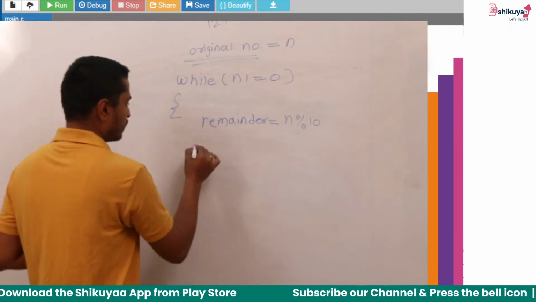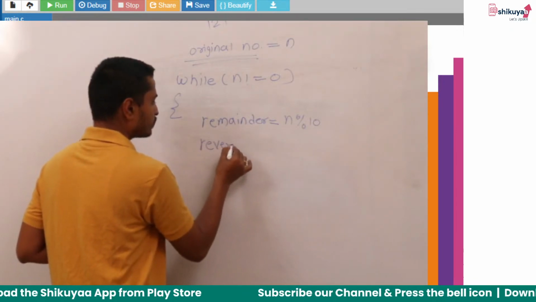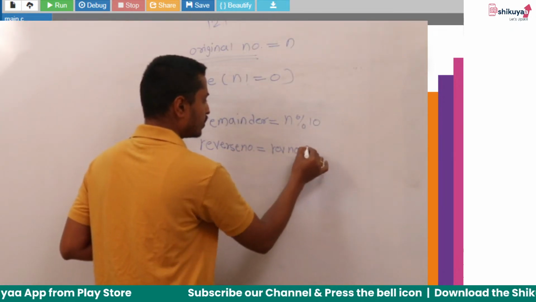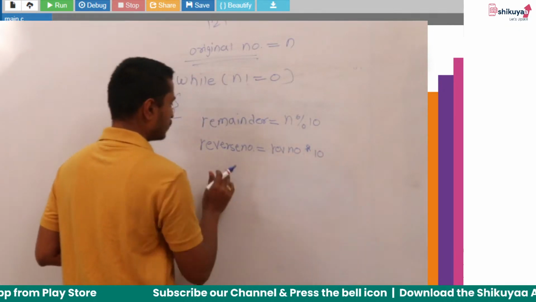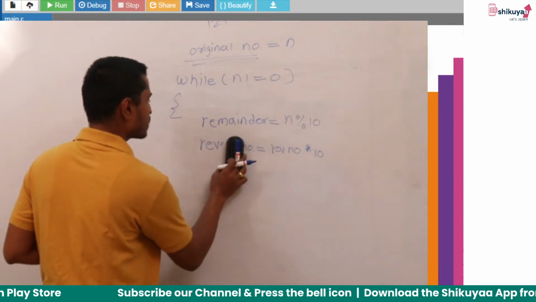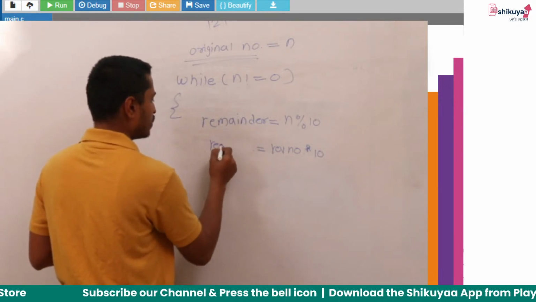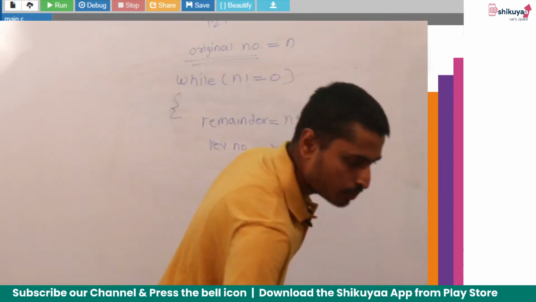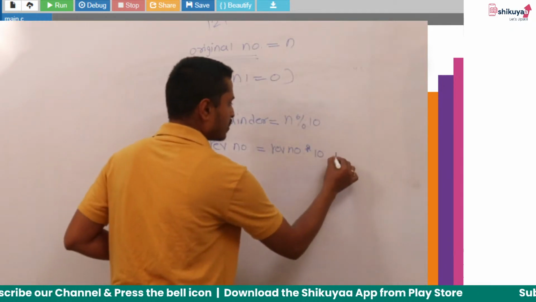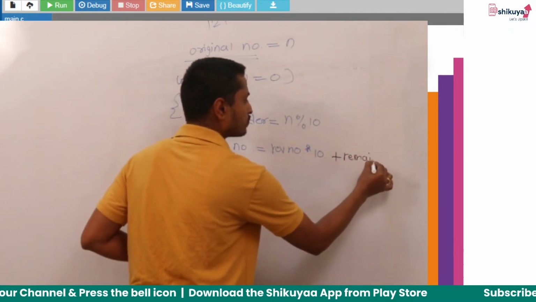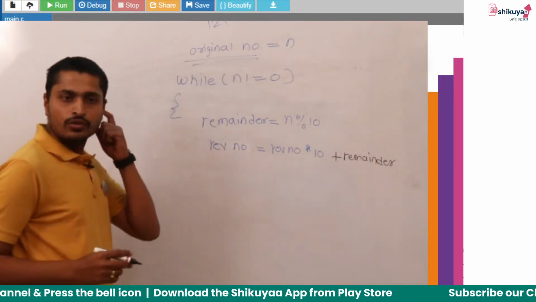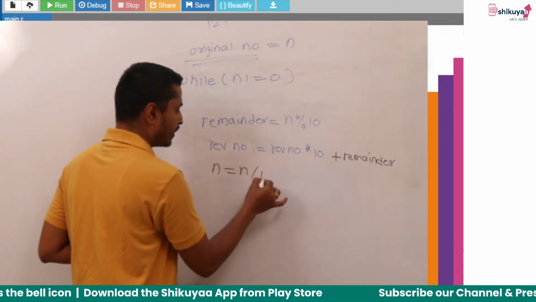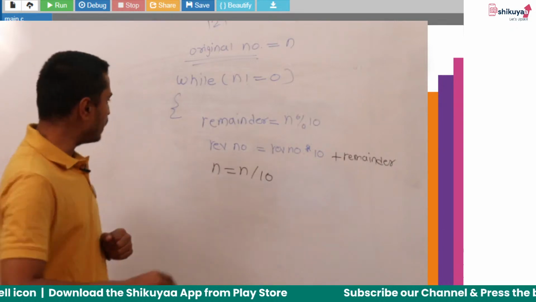Then reverse number is equal to reverse number into 10 plus remainder. So these are the mathematical formulas that we are going to use, and after that again make n is equal to n by 10.